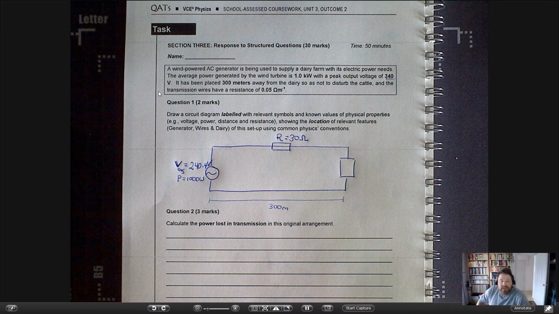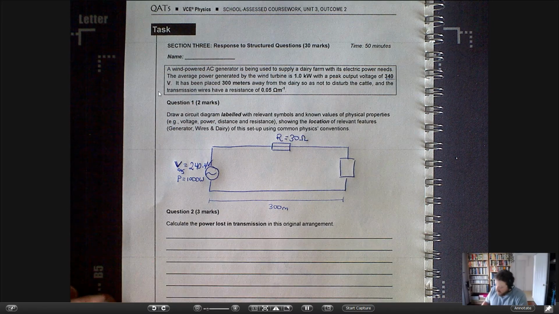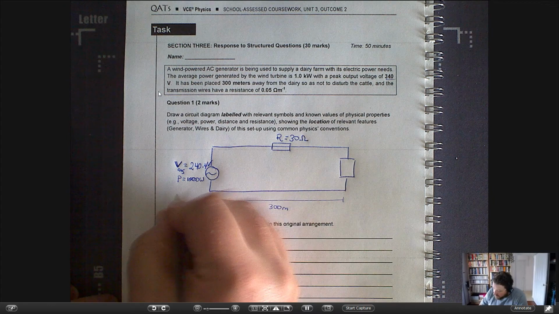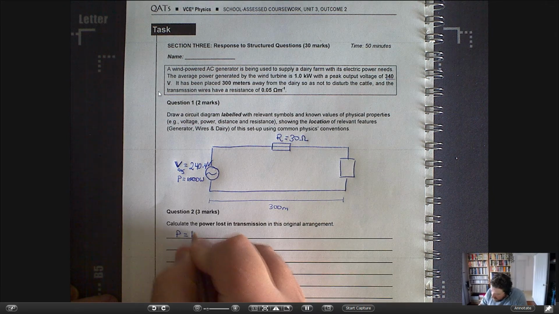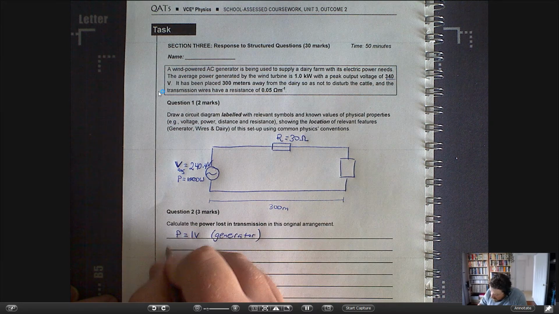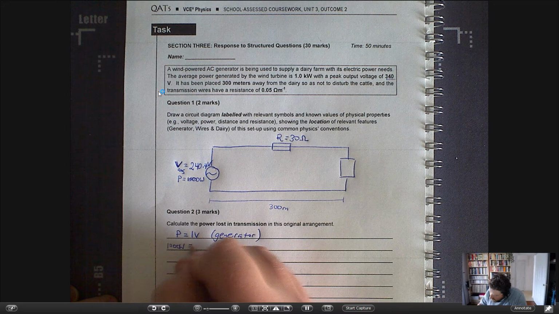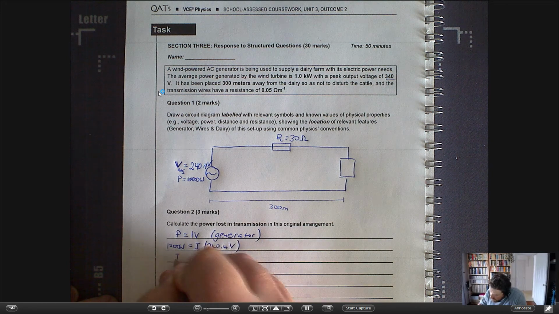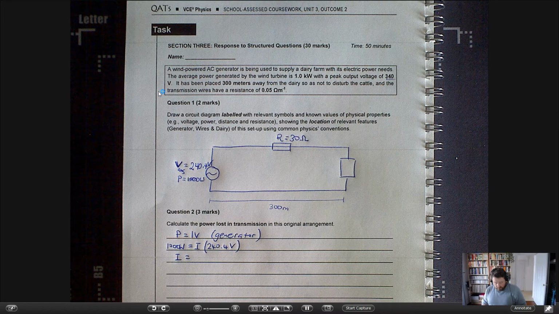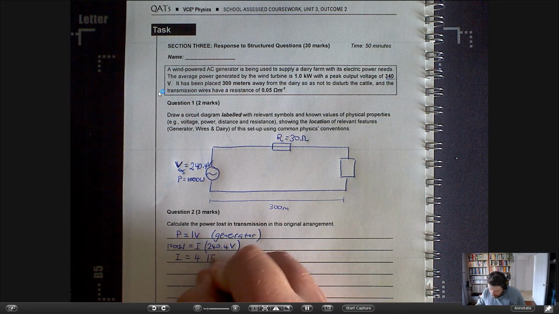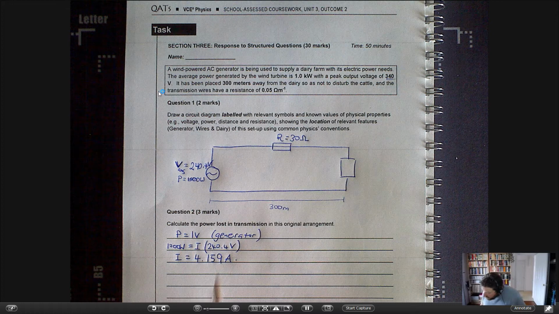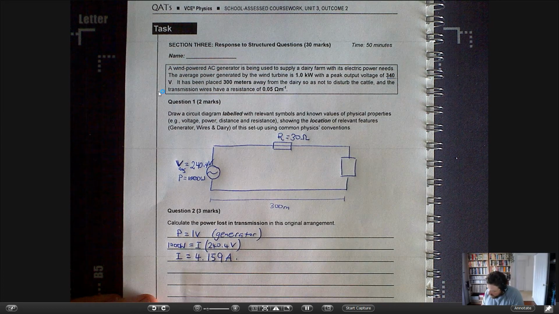Okay, calculating the power lost in transmission, well, all we need to realize is that by knowing the power and the RMS voltage, we can get the current. We can use P equals IV at the generator. So P equals IV at the generator, and so that's 1,000 watts equals some unknown I times 240.4 volts. So our current is going to be 4.159 amps. Probably got a few too many sig figs in there, but we can always round off later if we want to. So that's the amount of current going through.